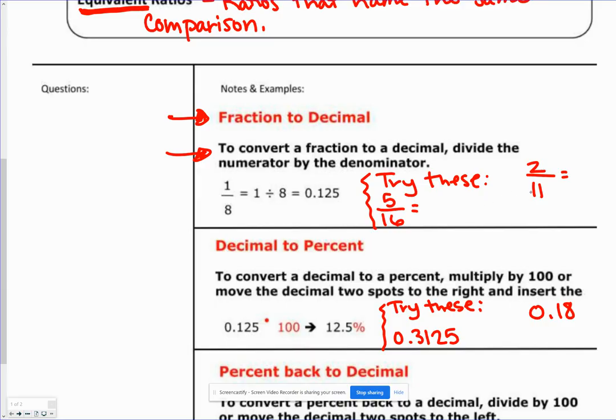All right, go try both of these. Change 5/16 and 2/11 to a decimal. You can use your calculator. Pause the video.